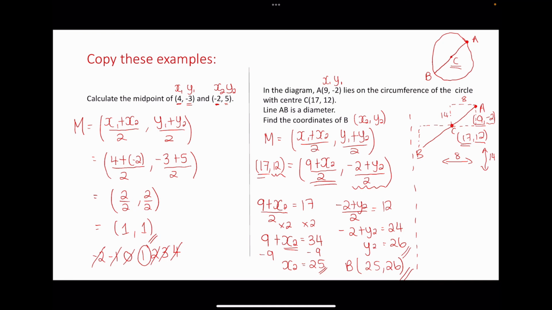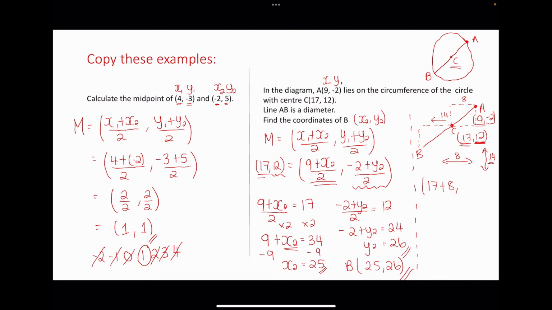So if C is currently at 17, 12, I need to go back the way by 8. That's going to affect my x coordinate. So my 17 is actually going to be 17 plus 8. And now I'm going to have to do the same for my y coordinates. So my y coordinate is currently at 12, but I've got a shift of 14.